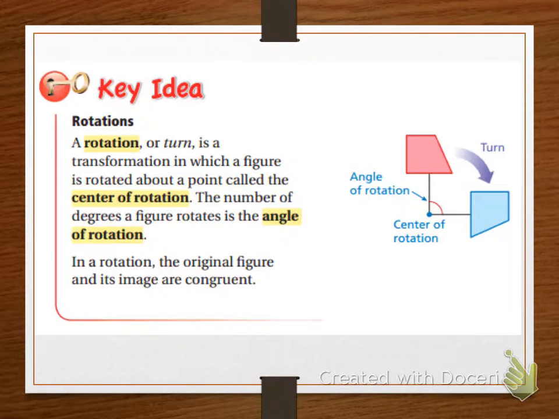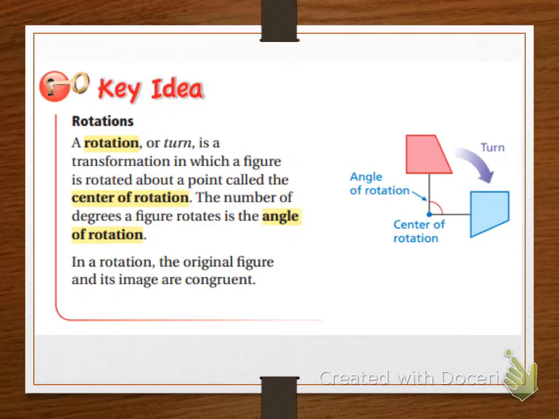So, a rotation or turn is a transformation in which the figure is rotated about a point called the center of rotation. The number of degrees a figure rotates is the angle of rotation. In a rotation, the original figure and its image are going to be congruent. So they're going to be the same shape and size.